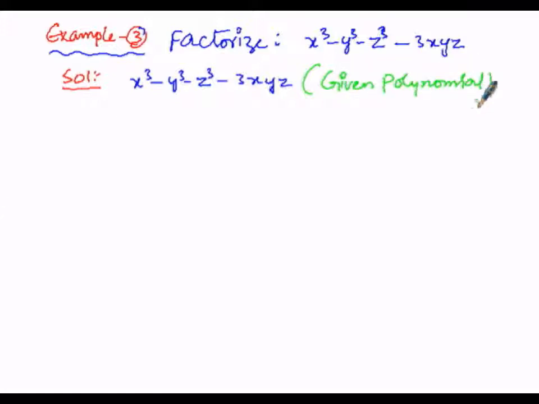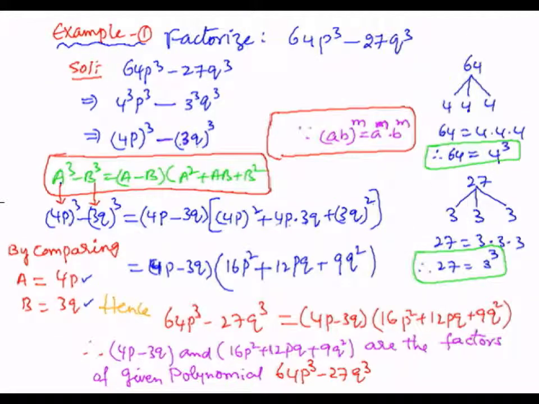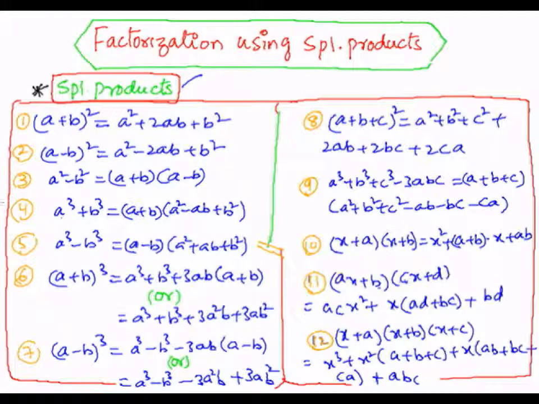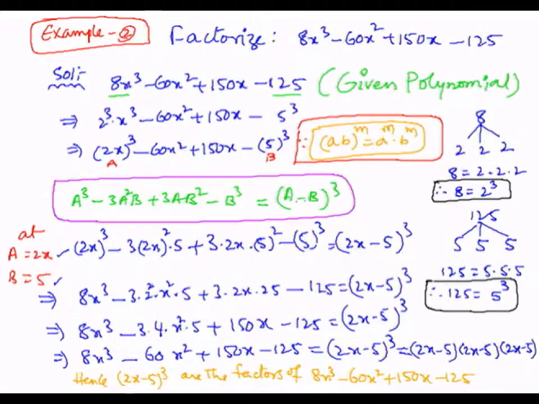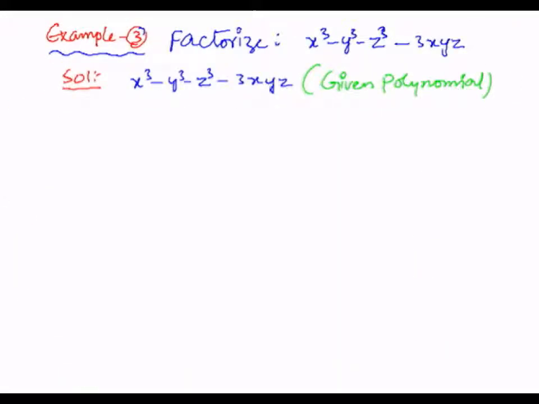Then in order to factorize the given polynomial x cube minus y cube minus z cube minus 3xyz, here we can utilize this special product, that is a cube plus b cube plus c cube minus 3abc as (a plus b plus c) into (a square plus b square plus c square minus ab minus bc minus ca). So I am going to utilize this identity in order to factorize x cube minus y cube minus z cube minus 3xyz.